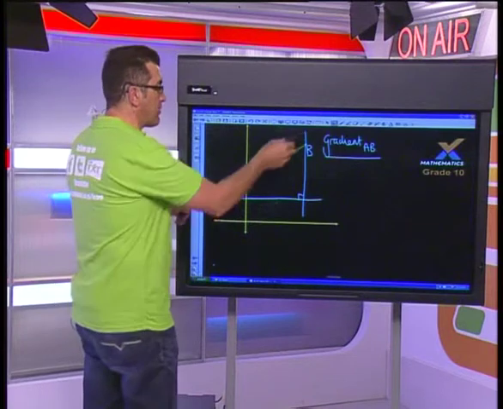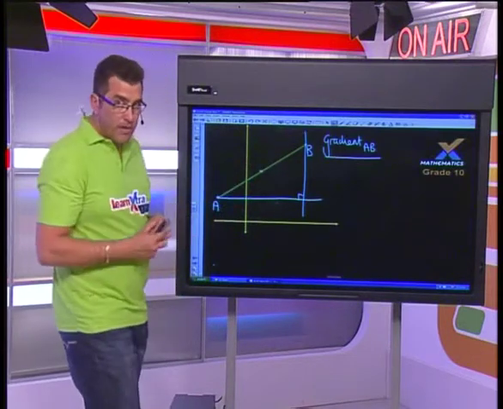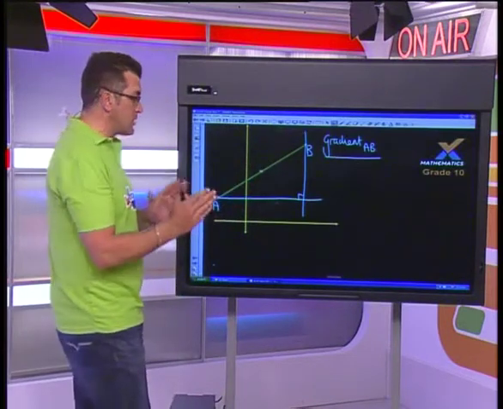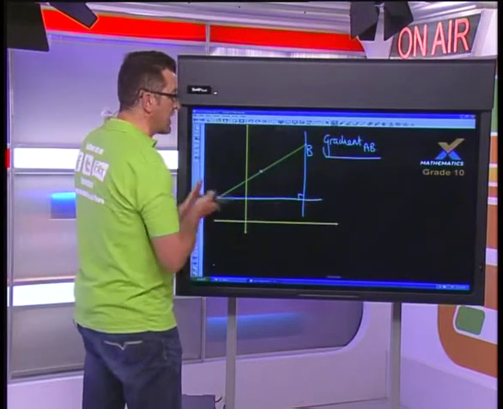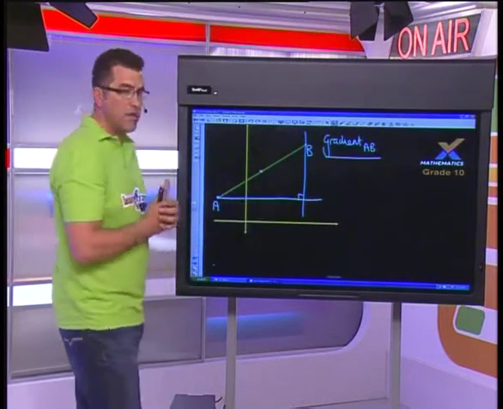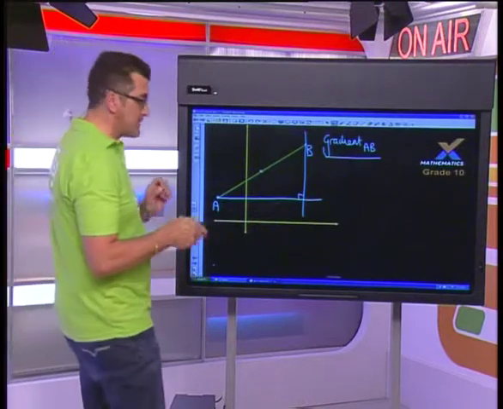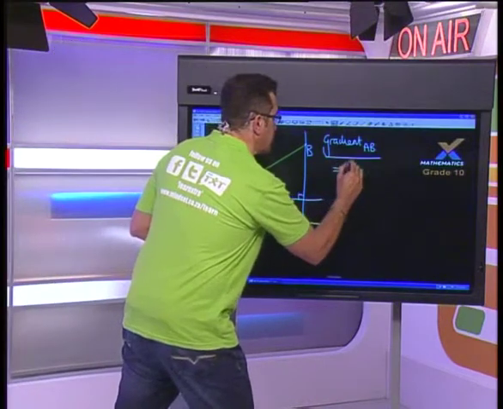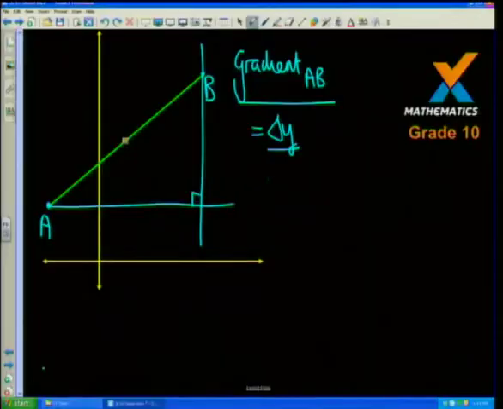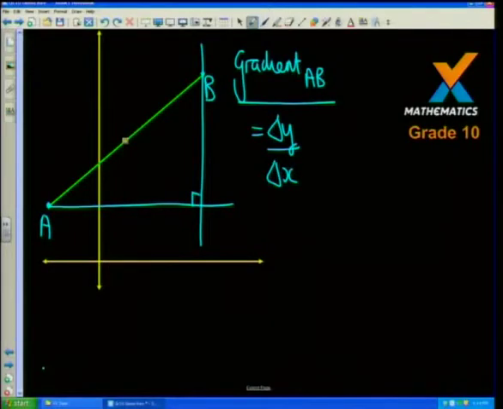If I want the gradient of this line, I want to know what's the relationship between the changes in the x values and the changes in the y values. That gives me my gradient. So it is the change in the y value divided by the change in the x value. And another word for gradient is slope. Okay, so at what slope is this line lying at that point? At what slope is it lying at?